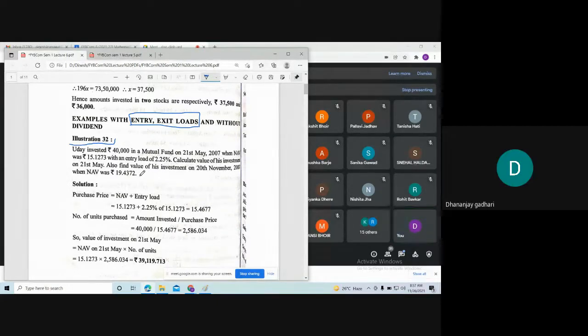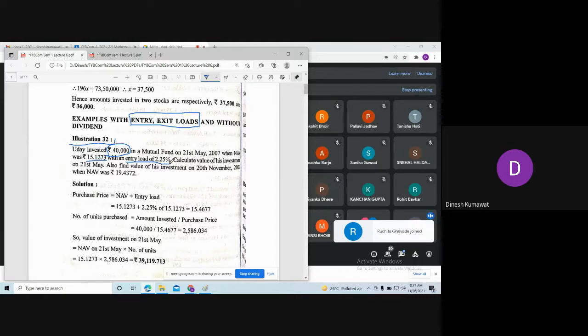Yes, sir. Okay, so let us list down the things given to us in this problem. What is this 40,000? This is the amount invested. What is this 15.1273? Purchase NAV, the purchase net asset value. And here you can see there is an entry load of 2.25%, which means, as with brokerage, a charge.